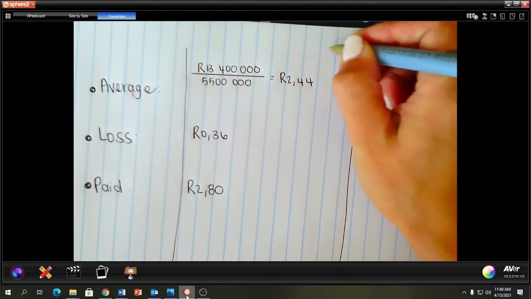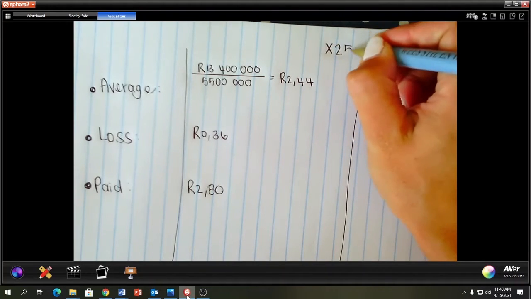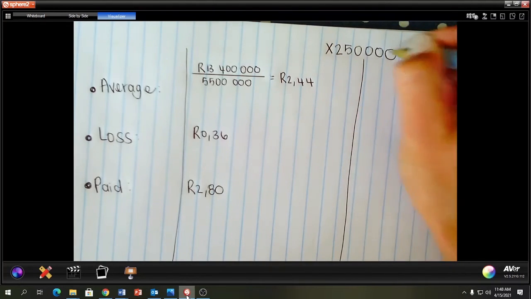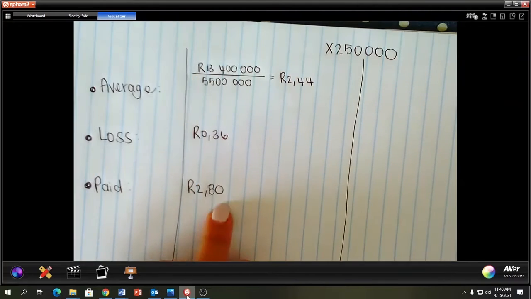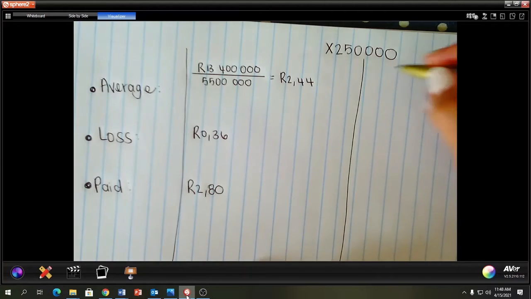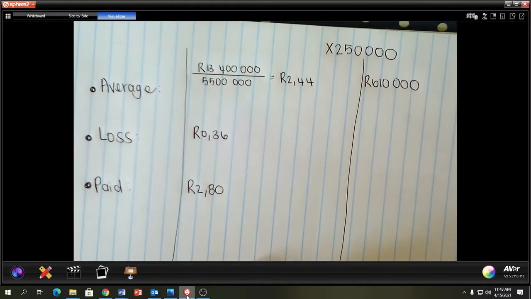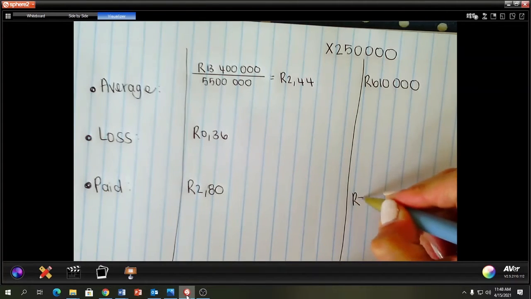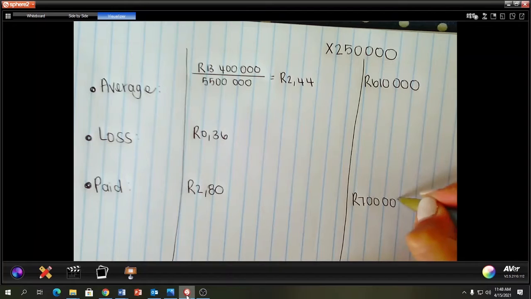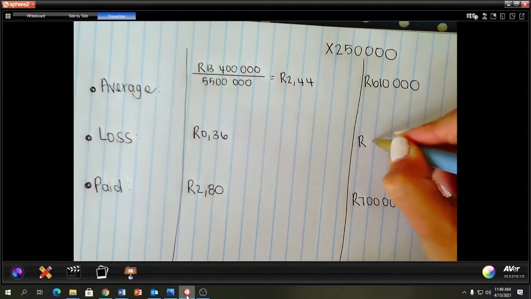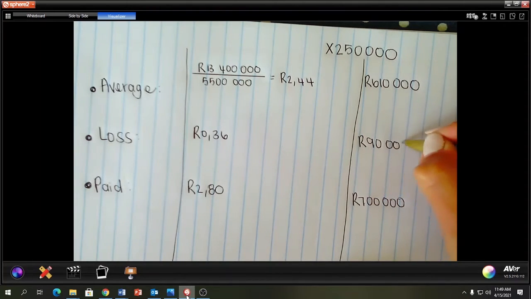The number of shares that I bought back is 250,000 shares. So I need to multiply each of these by 250,000. So I get 610. Over here, I get 700, which means this one will be 90,000.